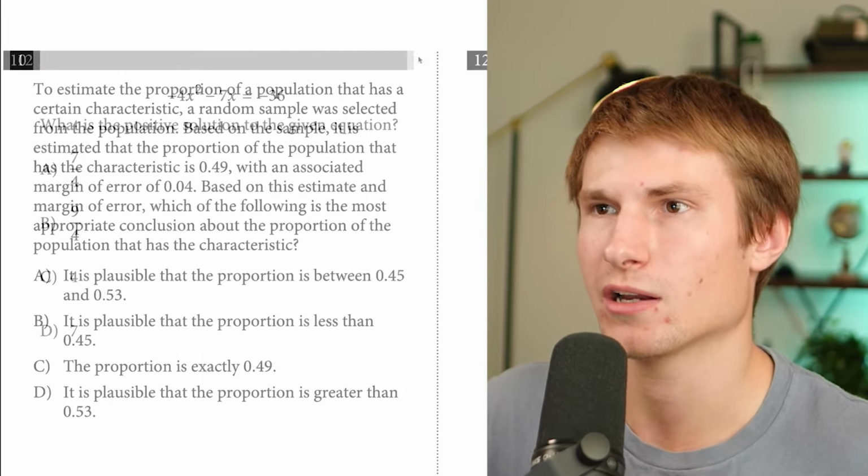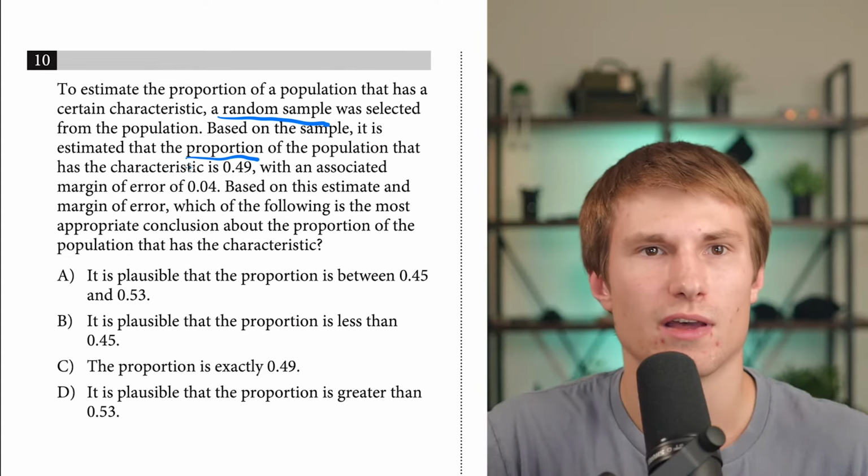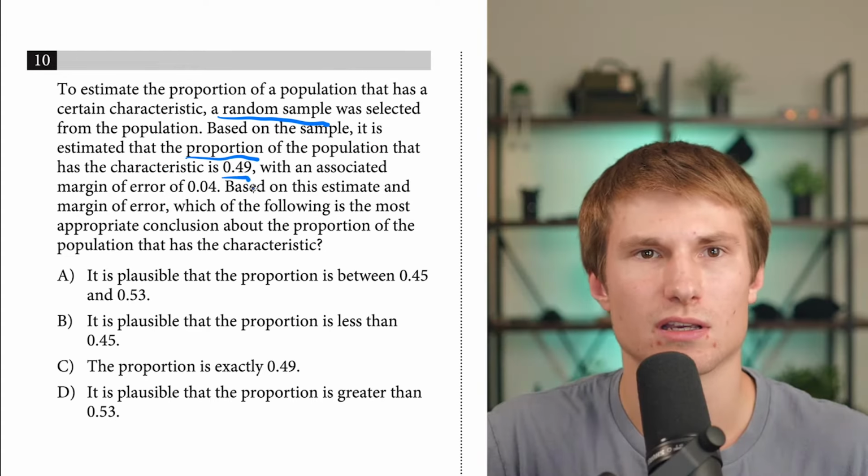Here's question 10. To estimate the proportion of a population that has a certain characteristic, a random sample, that's always important to look for, was selected from the population. Based on the sample, it is estimated the proportion of the population that has the characteristic is 0.49 with an associated margin of error of 0.04. Based on this estimate and the margin of error, which of the following is the most appropriate conclusion about the proportion of the population that has the characteristic?